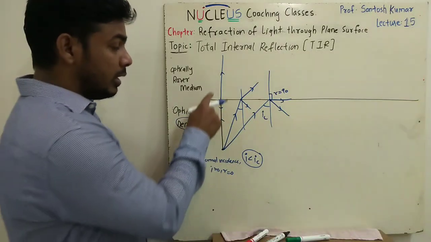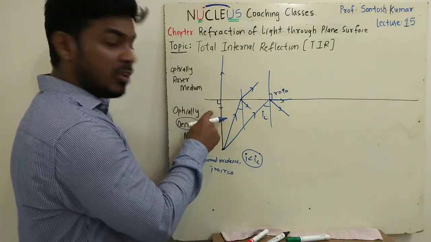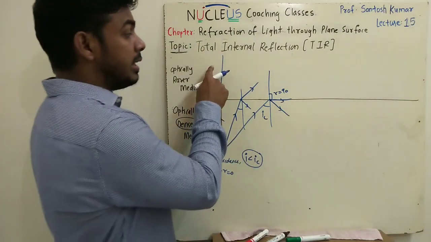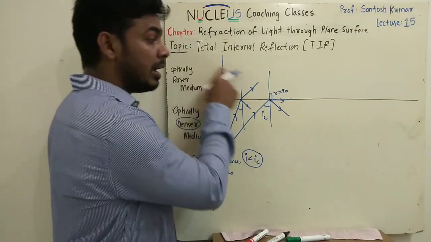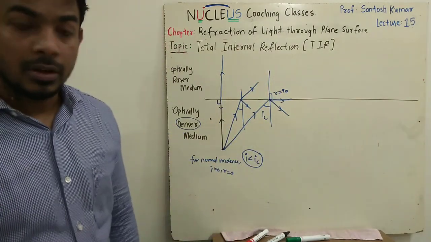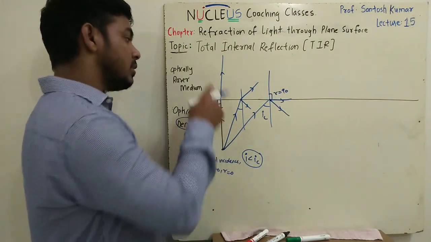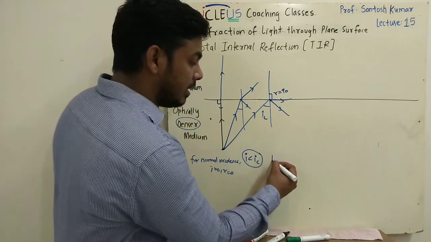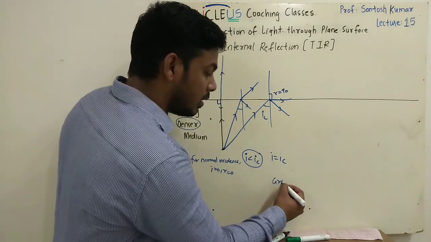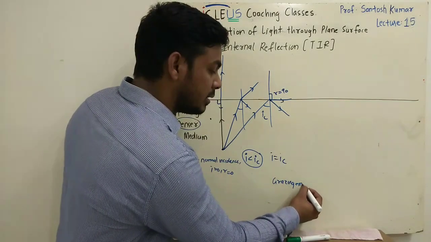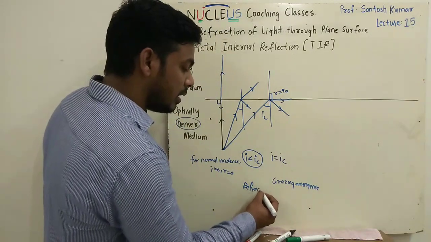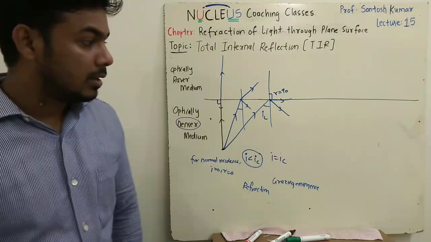Are you getting me? So here the intensity of the reflected ray will be minimum and it will keep on increasing, whereas in the rarer medium the intensity of the refracted ray is maximum and it will keep on decreasing. So here the refracted ray is along the surface. So if a ray is traveling from optically denser to optically rarer at an angle equal to critical, what happens over here? We can say grazing emergence takes place, and here simply refraction of light takes place.